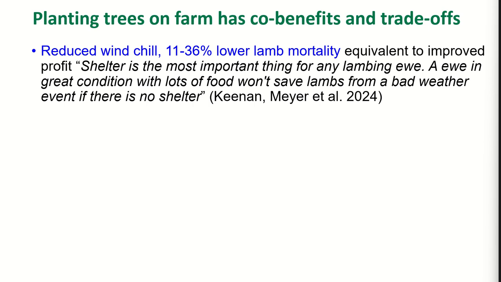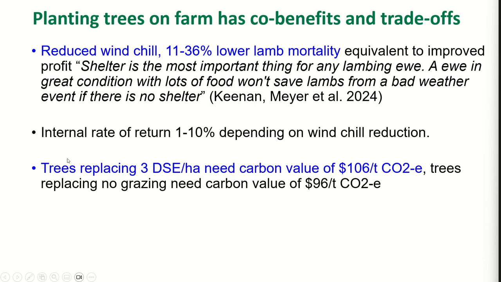For example, a lot of farmers have livestock and or cropping, and so trees can provide critical shade and shelter by far above that of a bare paddock alone. So, for example, some farmers in Australia have actually shown that lamb mortality can be reduced by up to 36%, which is a substantial productivity co-benefit. You've got more animals to sell, and so that's an economic benefit in a big way.